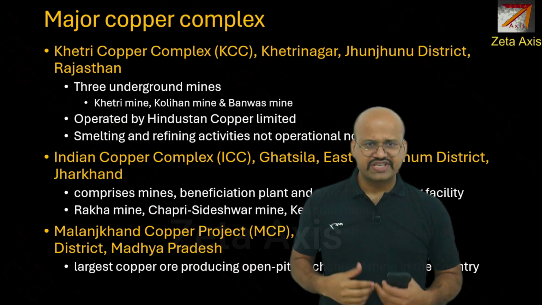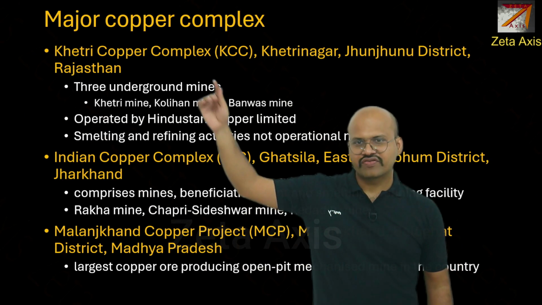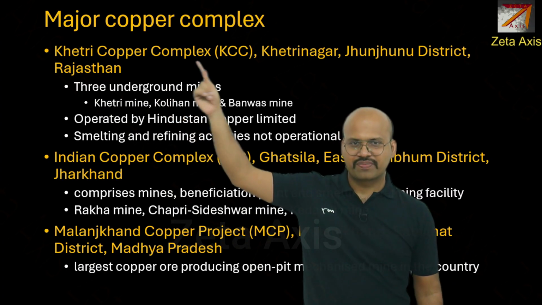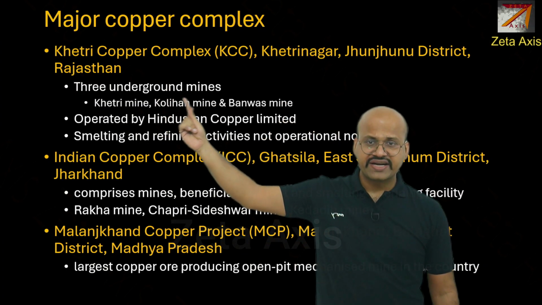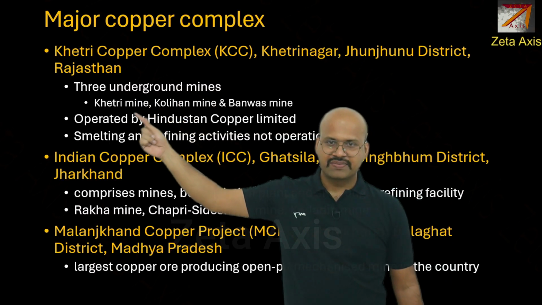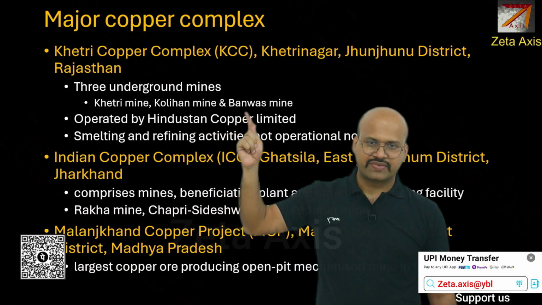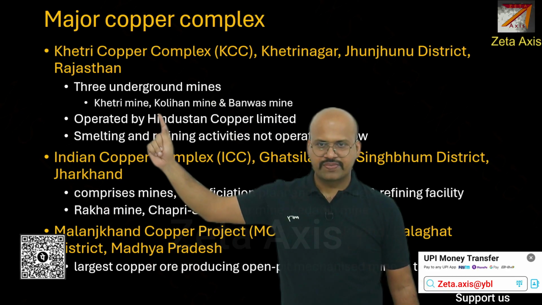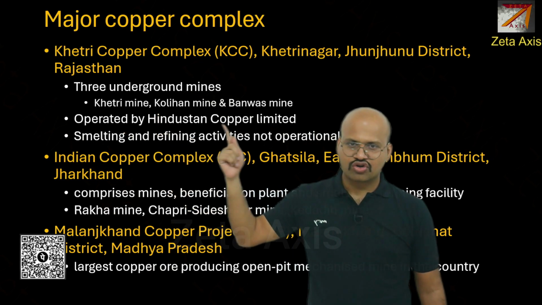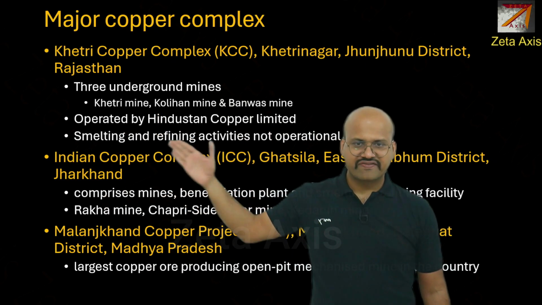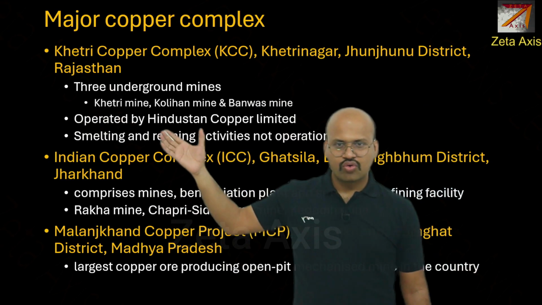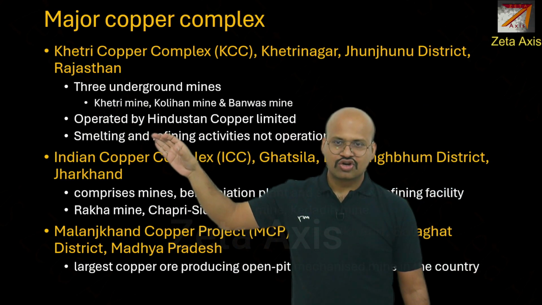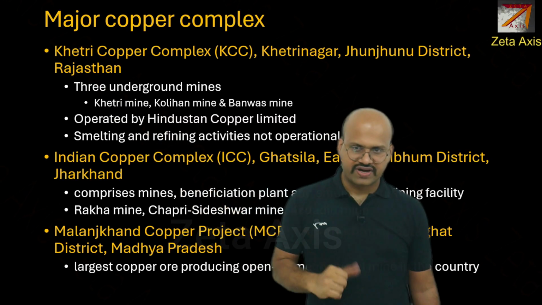Now if you see the major copper complexes, then one of the important ones is Khetri copper complex in Khetri Nagar, Junjunu district of Rajasthan. There are 3 underground mines: Khetri mine, Kolihan mine, and Banwas mine. So all these mines produce copper. They are operated by Hindustan Copper Limited, and smelting and refinery activities are not operational now. So the ore is produced here, but it is not smelted or purified.